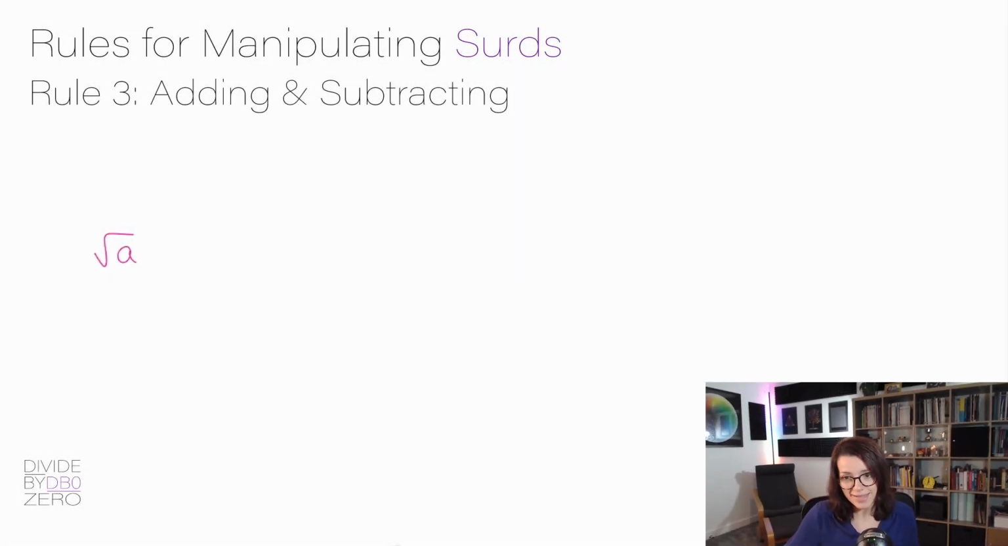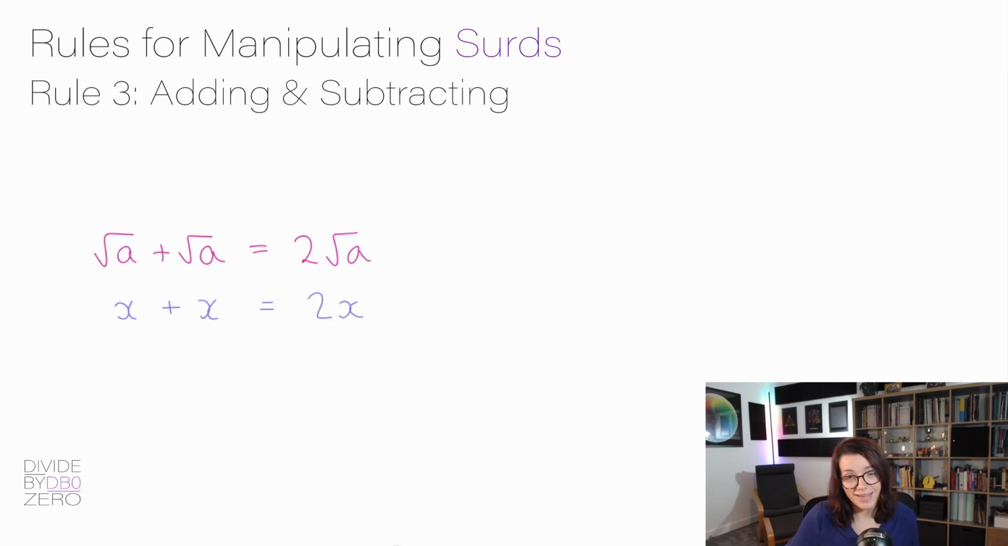Now, an important note here is that surds work in the same way as algebra. I wanted to point that out because when we look at this rule, it's going to feel really similar to when we work with algebra. Root A plus root A is equal to 2 root A. If we think about that algebra comment I made just now, that's similar to thinking about x plus x being equal to just 2x.